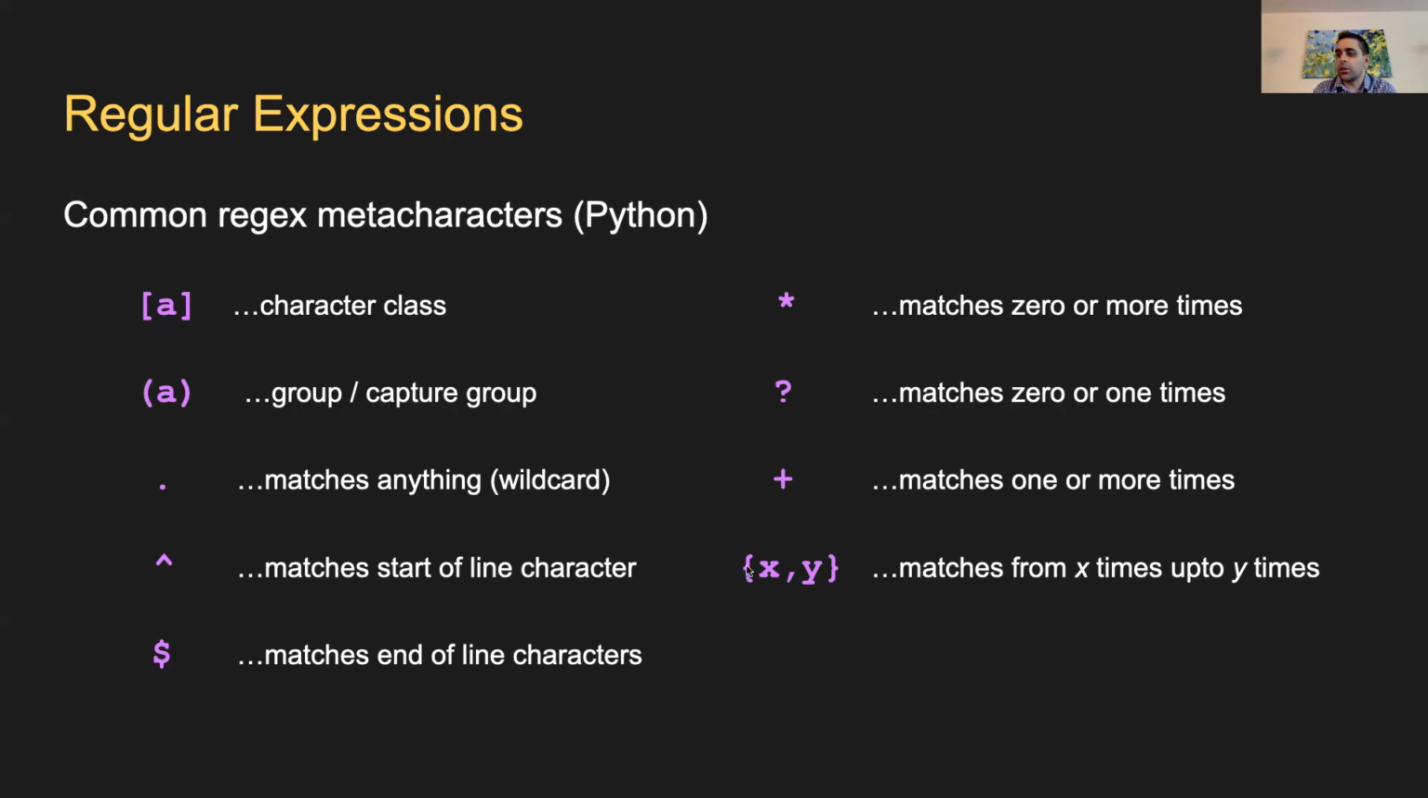Finally, we have the curly braces. This lets you specify how many times exactly you want to match. So you could specify like, hey, I want to match this particular character exactly 5 times. You pass it an X value and leave off that Y value. You might want to say, I want to find this particular character 5 up to 10 times. That's when you specify an X value and a Y value. So you pass 5 and 10, and that'd be combined with one of the other characters.